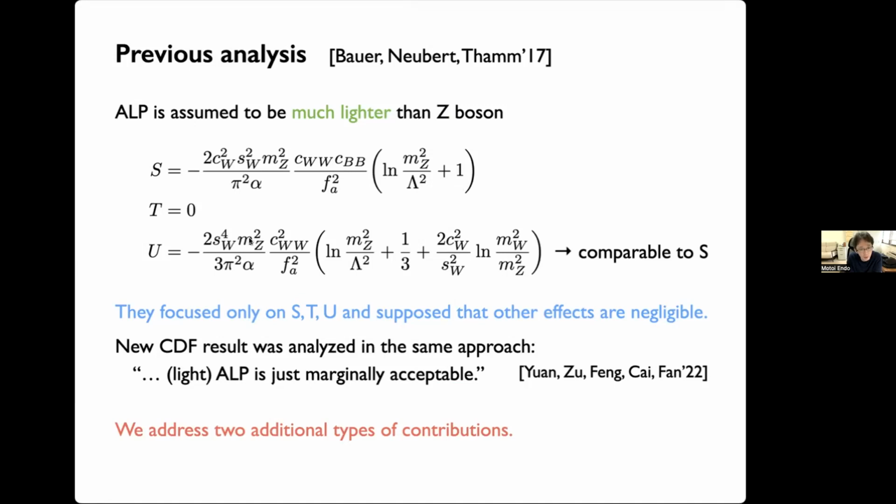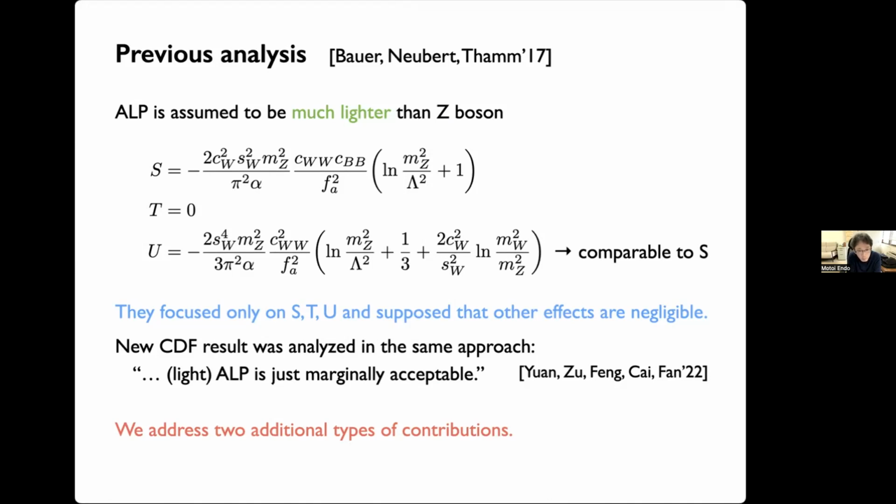And interestingly, the ALP predicts a sizable U parameter. You can see it's proportional to MZ squared, C squared over FA squared. So it's comparable to the S parameter, which is actually much different from the usual new physics models. But the problem in that analysis is that they focus only on S, T, and U and ignore other contributions. That is a problem, and I'm going to explain this point.